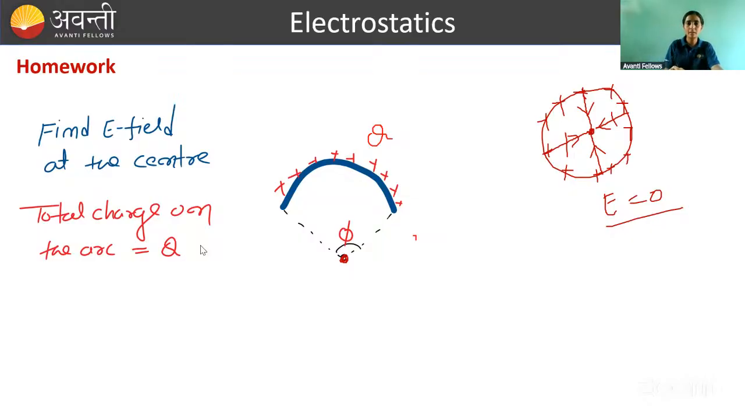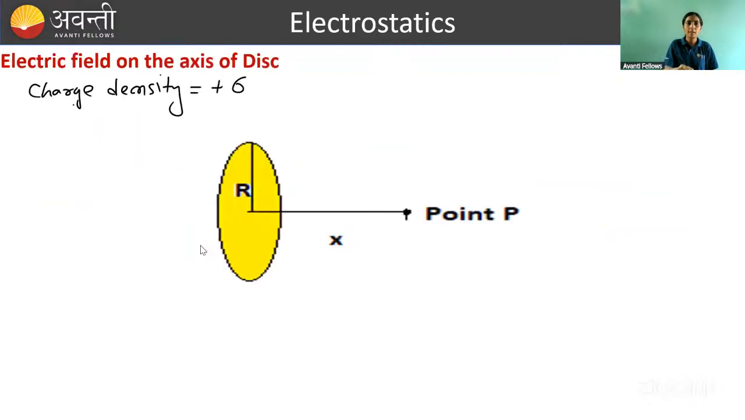So for an arc subtending an angle phi at the center, you have to tell me what will be the value of electric field at the center. These are just for your more understanding. I want you people to really sit with these questions and try understanding concepts. That will help you more in boosting your confidence. So it's very important. You will do this question also. Now I will help you with another question. Okay?